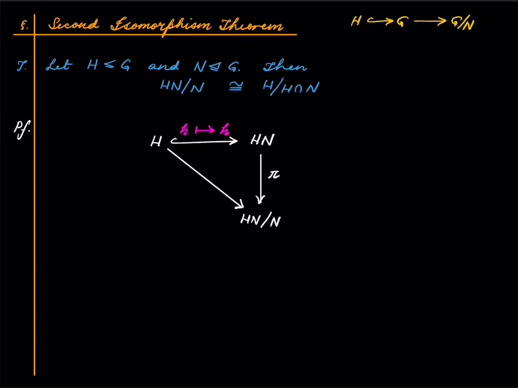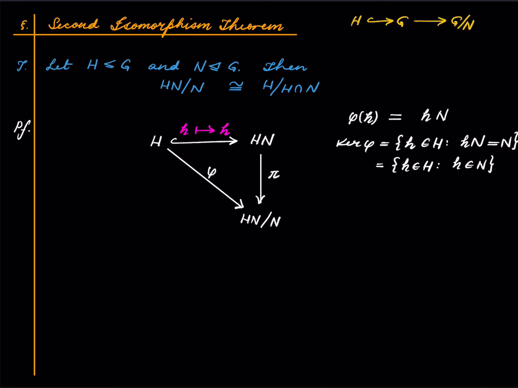Let's find out its kernel. So what is the kernel of this guy? Let us call this phi. So phi of H is by definition Hn. That's what it is. So this is the identity of the group. So the kernel of phi is those elements in the group H such that Hn is the identity of G mod N, but that is N. So it is those elements in H such that h belongs to N, which is precisely H intersection N. So the kernel of phi is H intersection N.